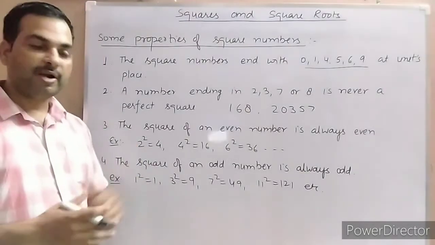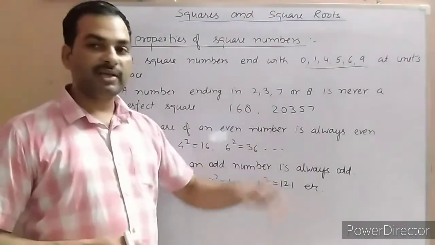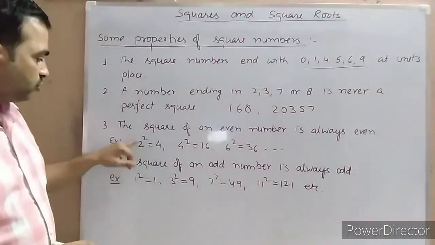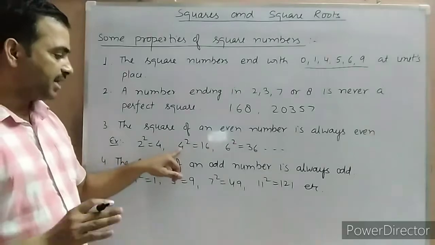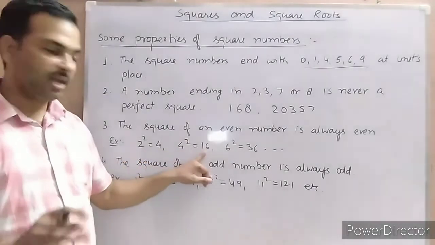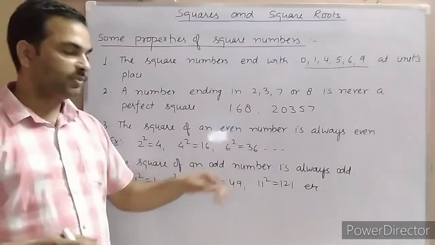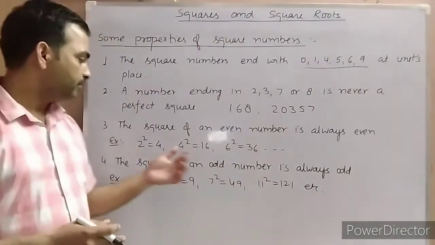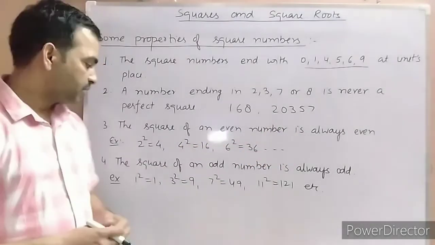Next, the third property is the square of an even number is always even. For example, 2 is an even number, so square of 2 is 4, which is also an even number. 4 is an even number, so square of 4 is equal to 16, which is also an even number. Similarly, 6 is an even number, square of 6, that is 6 into 6, 36, is also an even number. So, square of an even number is always even.